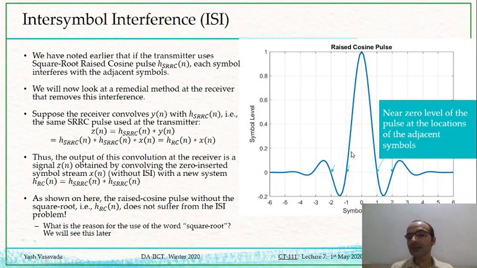this is how it looks like. This is the raised cosine pulse. And you will notice that for the raised cosine pulse, magically at the adjacent symbols -1, -2, +1, +2, the pulse has almost zero value. Actually, it has exactly zero value in the ideal case.